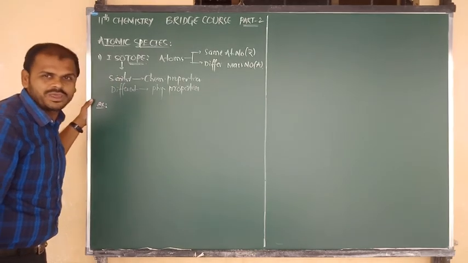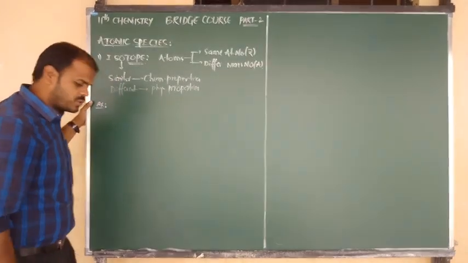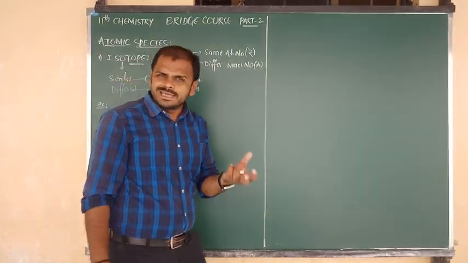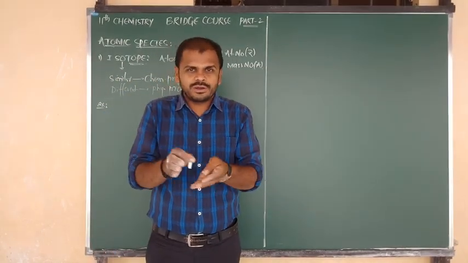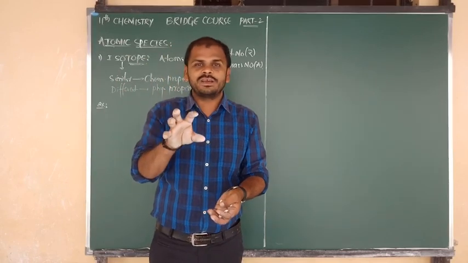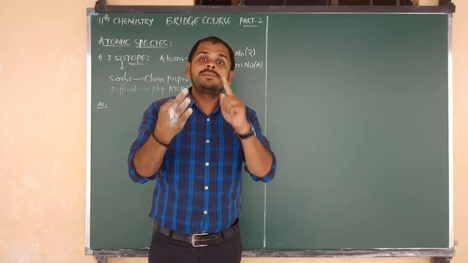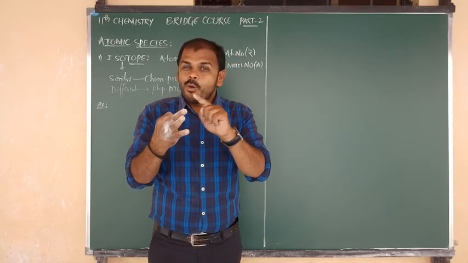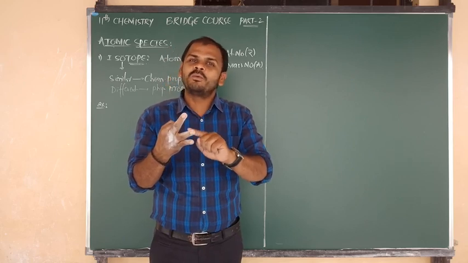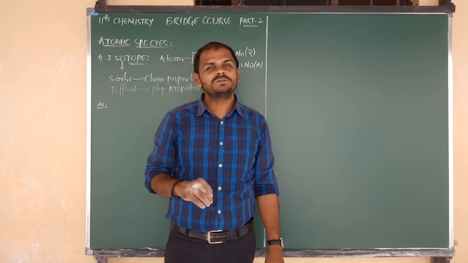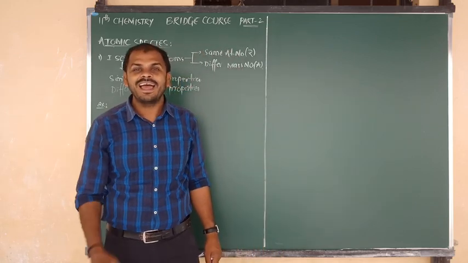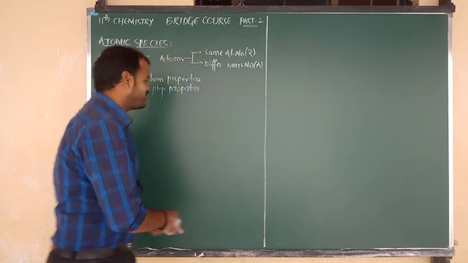Next, I am going to show you some examples of isotopes. First of all, the hydrogen isotopes. Hydrogen is an element that occurs in nature mainly in three isotopic forms: one is protium, one is deuterium, and one is tritium. So three isotopic forms are there.